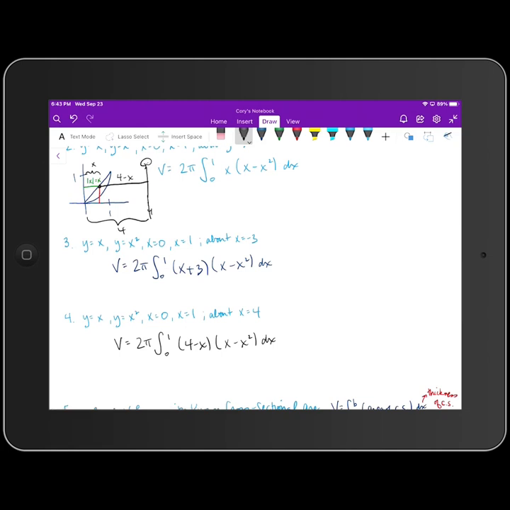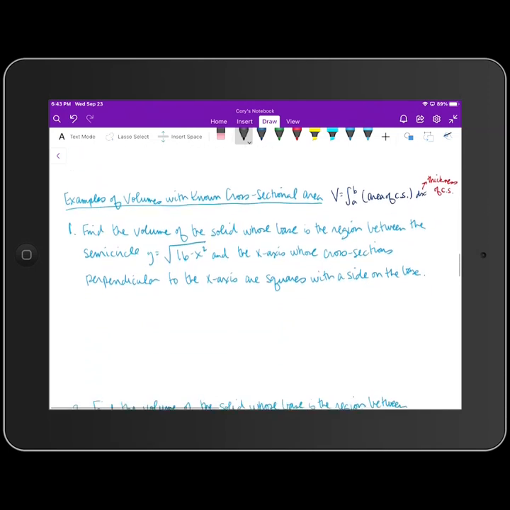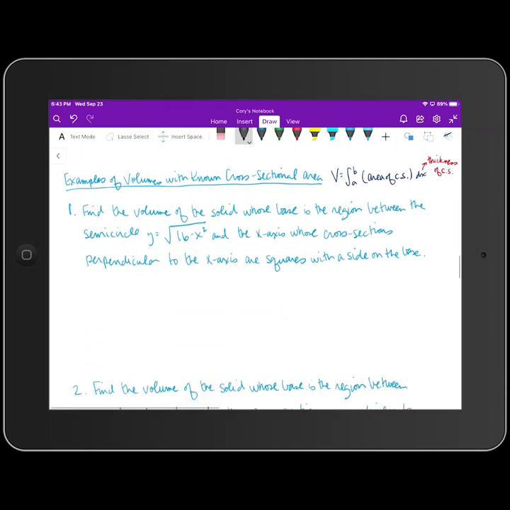So volume is going to be 2 pi times the integral from 0 to 1 of 4 minus x times x minus x squared, which we are integrating with respect to x. Okay, we're going to move through the next example.